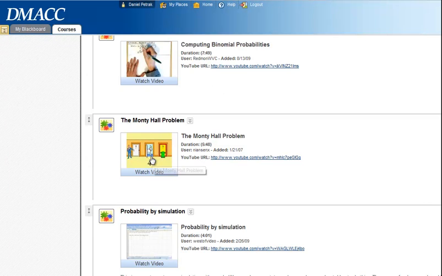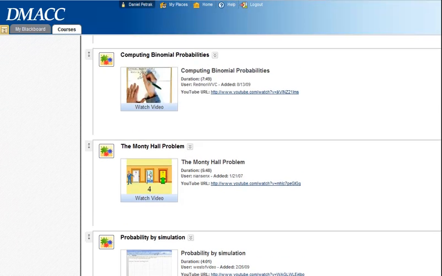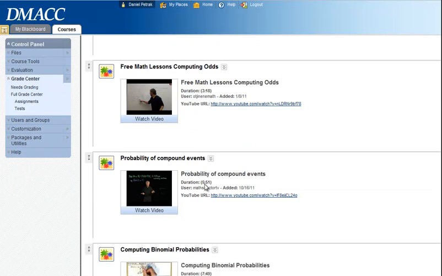I also added a video on the Monty Hall problem. I encourage you to watch that. It's an interesting look at simulation and how that can prove things. I've also got another video on how to use Excel in simulation. Obviously we use StatCrunch as well, but I thought this would be a good way to show you how to use simulation. There are some homework problems on simulation, and they use random number tables, which are in the back of your textbook. I may post a few videos on how to do those as well, from the ones we do in class this week.